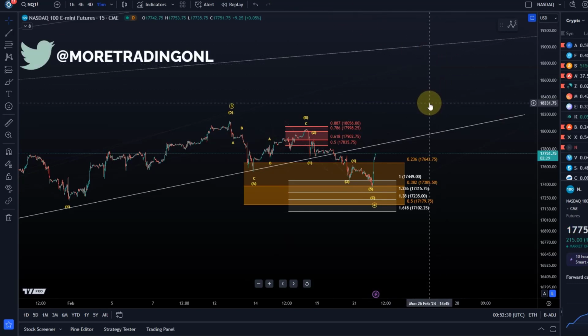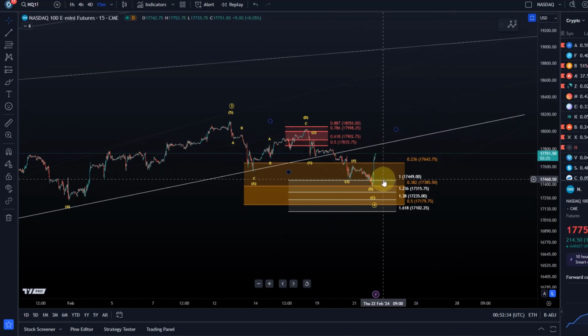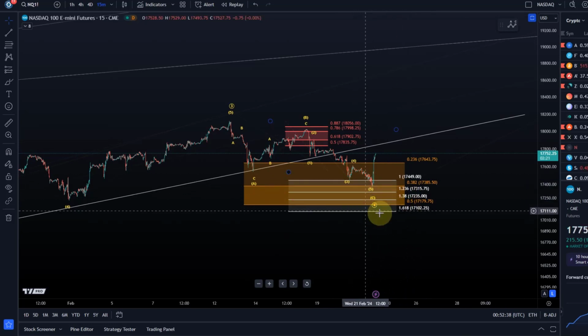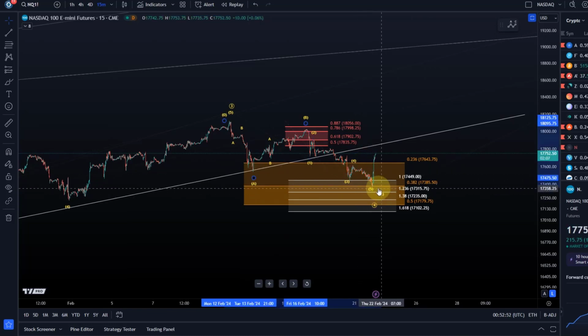The NASDAQ has reacted really positively to the orange support area, and it has also reacted very nicely to the white support zone. That was the additional target area. We talked in the previous video about the structure, and I highlighted that I would like to see that fifth wave down, which happened, and ideally this C wave of wave 4.